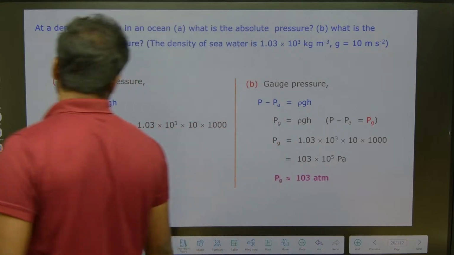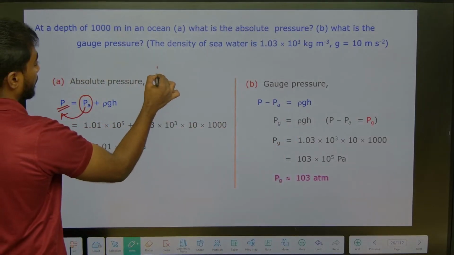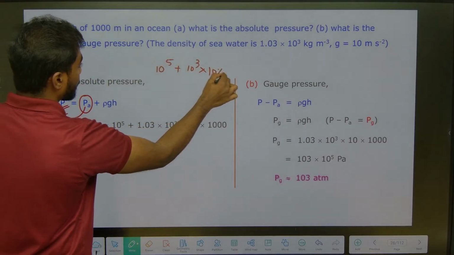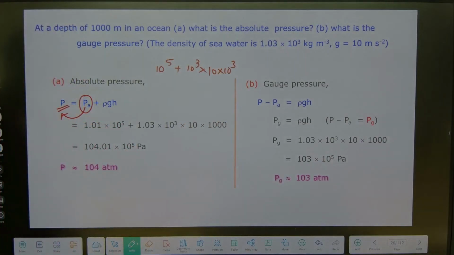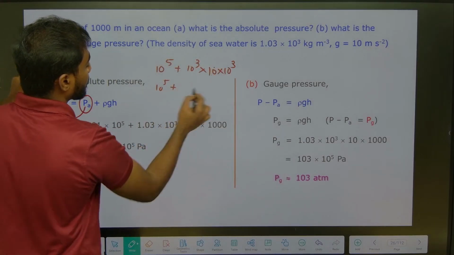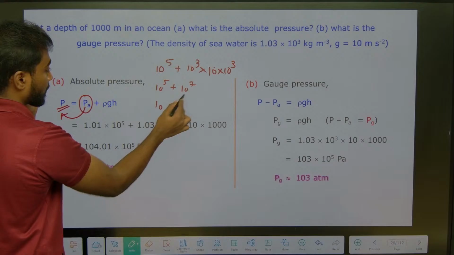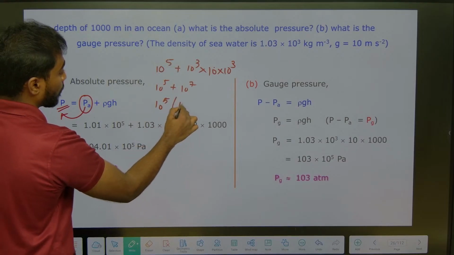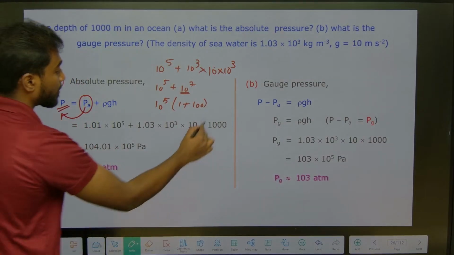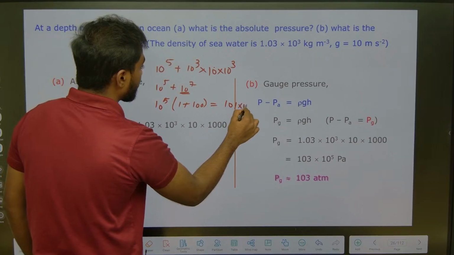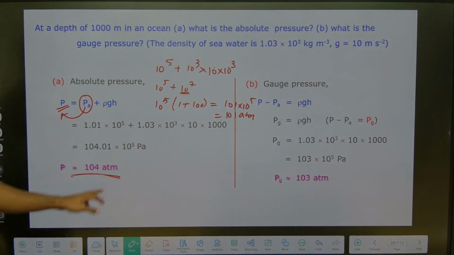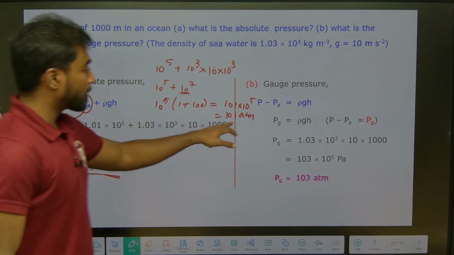The calculation part you should do it: 10 power 3 into 10 power 3 again. Height, how much have they given? 1000 meter, no? So 10 power 5 plus 3, 4, and this is 7, 10 power 7. I can take 10 power 5 commonly outside and this is 1 plus 100, right? So approximately I am getting 101 into 10 power 5, so 101 atm. We have taken approximately, so we are getting this value.